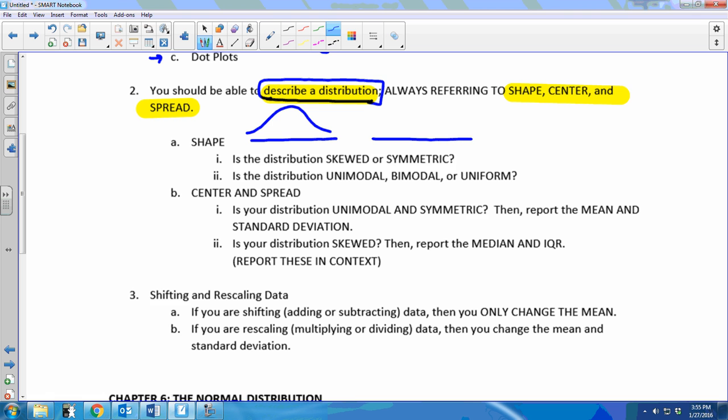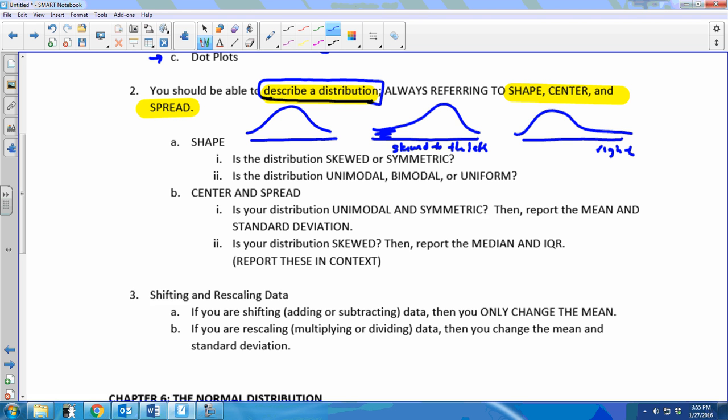If it's skewed, this is skewed to the left. It's always skewed to the tail, right? So this would be skewed to the right, okay?